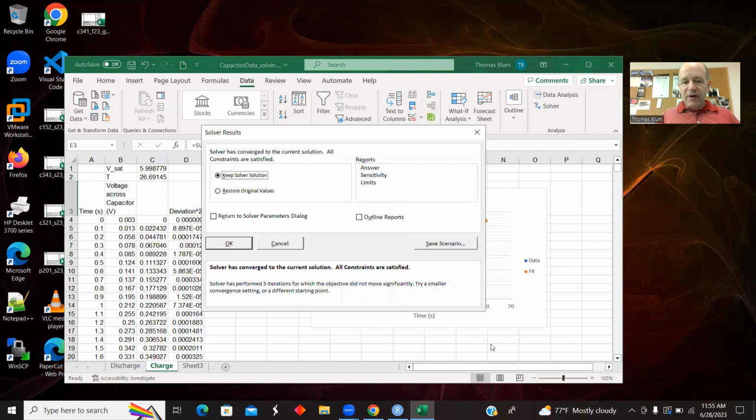And now it's saying I had some success. Down here it says 5 iterations, and the objective did not move significantly after the 5, or from the 4th to the 5th. And so it's saying, I think I'm good. And you can see over here there they are, the 5.998 and the 26.69. And I could say, no, go back, I don't want to lose what I had. Or I can say, keep what you just did for me. So I'll say, okay, keep the Solver solution.